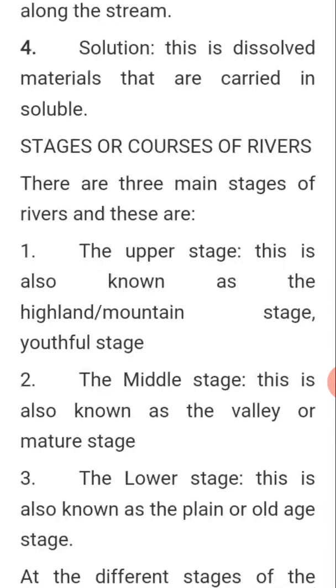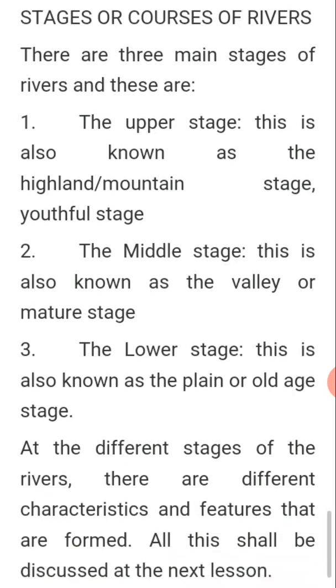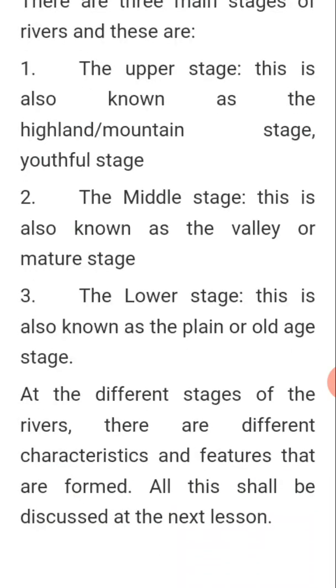This stage usually occurs in the highland areas, and the main work of rivers at the upper stage is purely erosional in character. Number 2, the middle stage. This is also known as the valley or the mature stage. At this stage, the main work of the river is transportation. The last stage is called the lower stage. This is also known as the plain or the old age stage. At this stage, the main work of the river is deposition of materials.